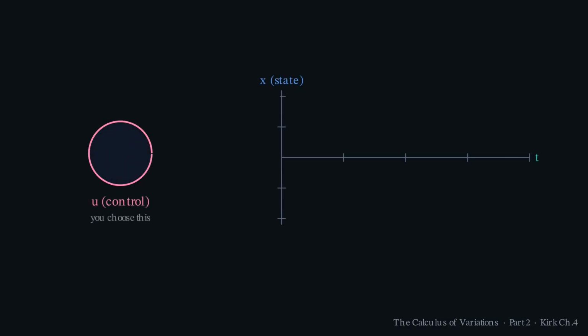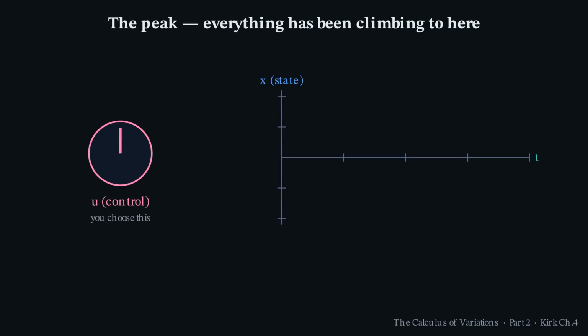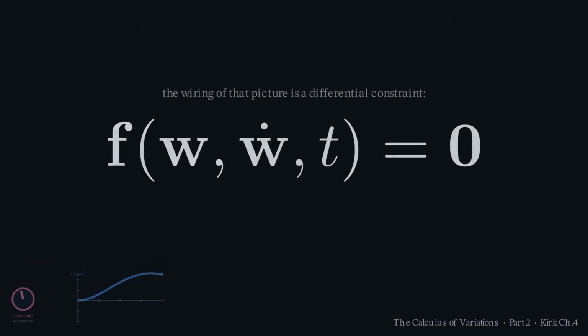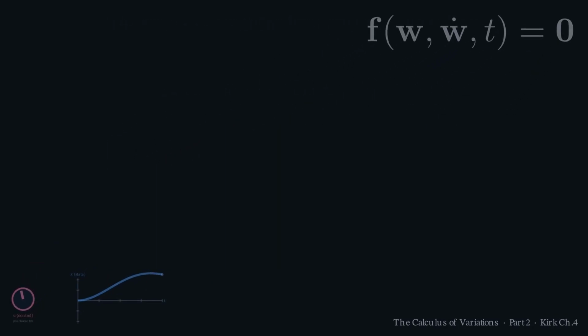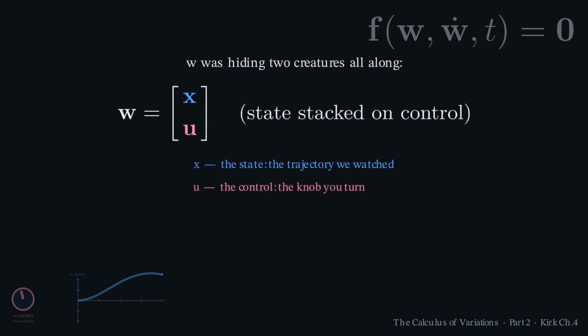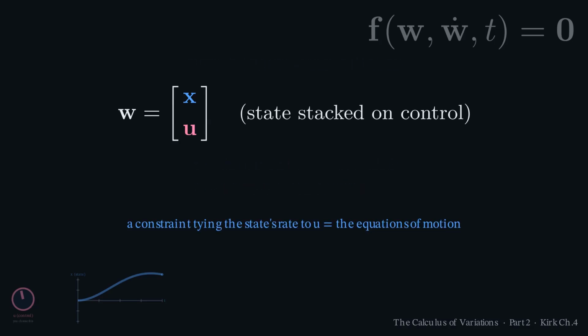This is the peak everything has been climbing toward. Now let the constraint involve the rate of change, f of w, w dot and t equals 0. A differential equation constraint. And here's why that changes everything. Split the vector w into two stacked pieces, the state x on top, the control u below. A constraint that ties the rate of the state to the control is just a system's equations of motion. The state isn't free, it's driven by the control you choose.